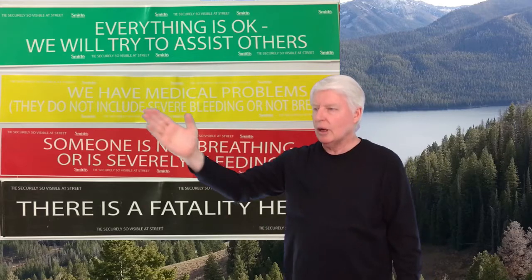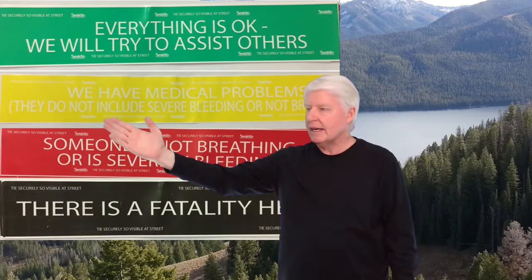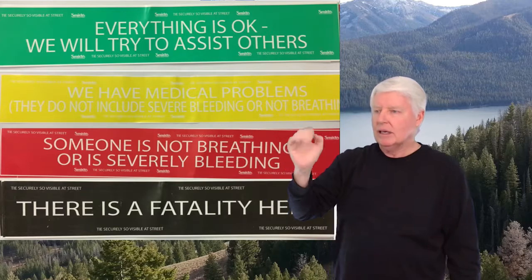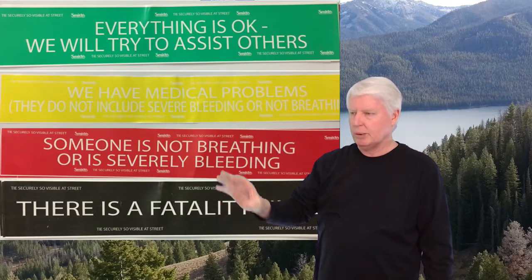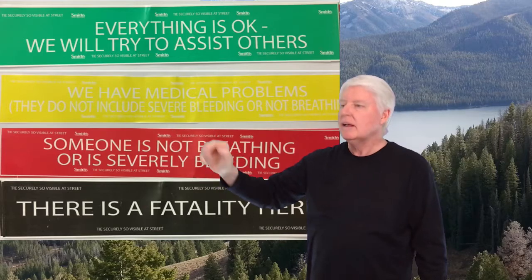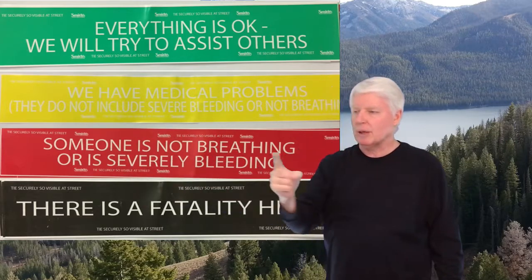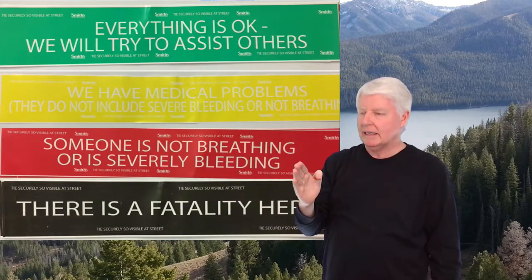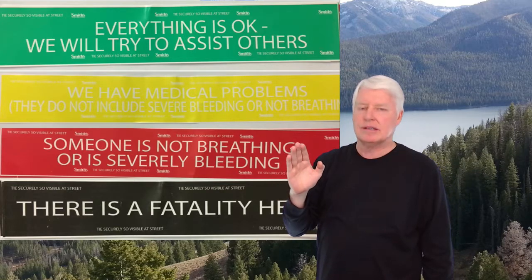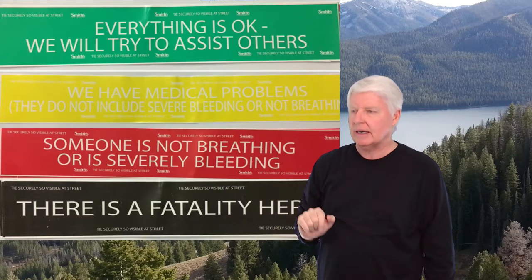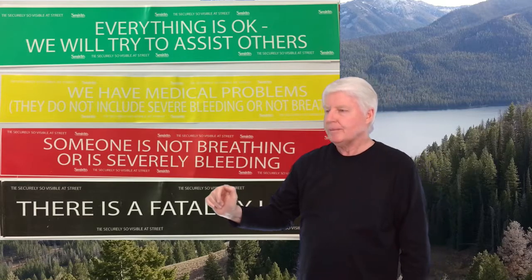Yellow, we have medical problems. They do not include severe bleeding or not breathing. So it's important, but these are more important. The red one is very important. If they have the red one out there, someone is not breathing or is severely bleeding. So you need to get back to the coordinator and get the doctors out there. Maybe you can help them, etc.